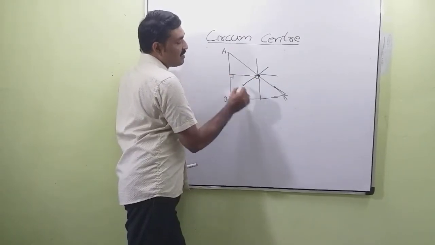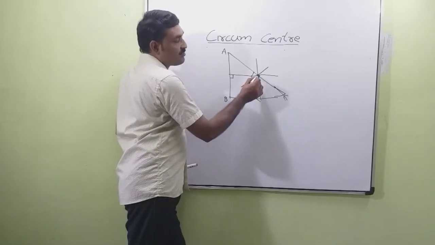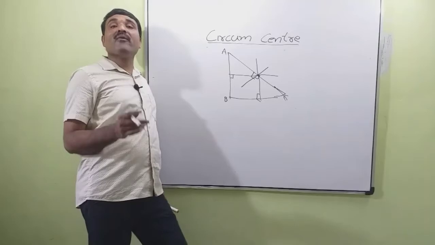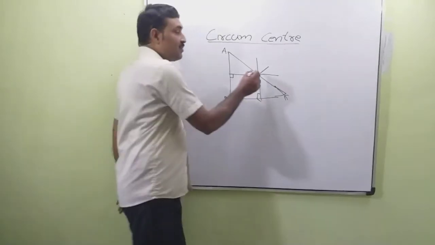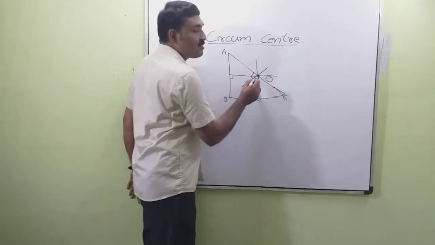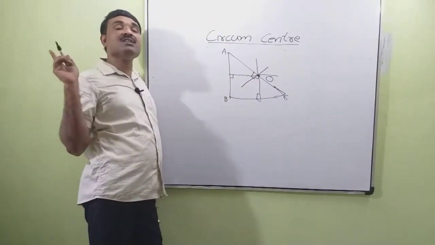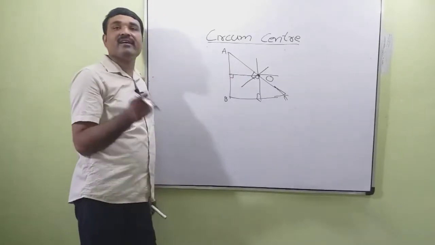This angle is 90 degrees, this is 90 degrees, and this angle is also 90 degrees. This will meet at a point. That point is the circumcenter, marked by O. So for a right angle triangle, the circumcenter always lies on the hypotenuse of the triangle.